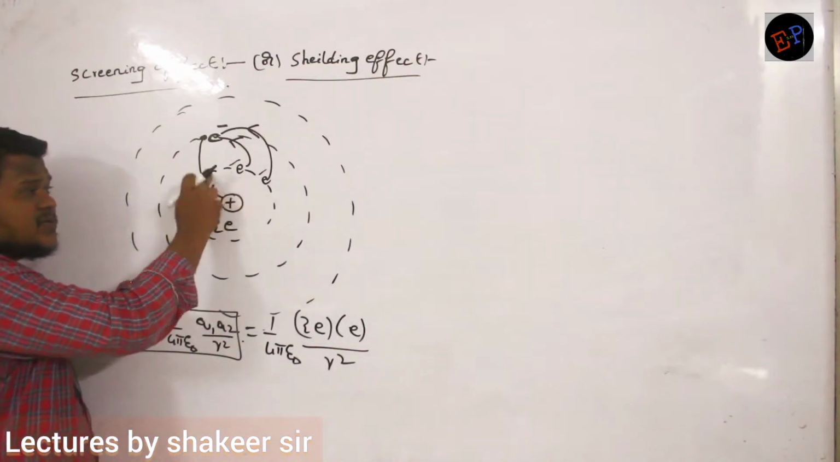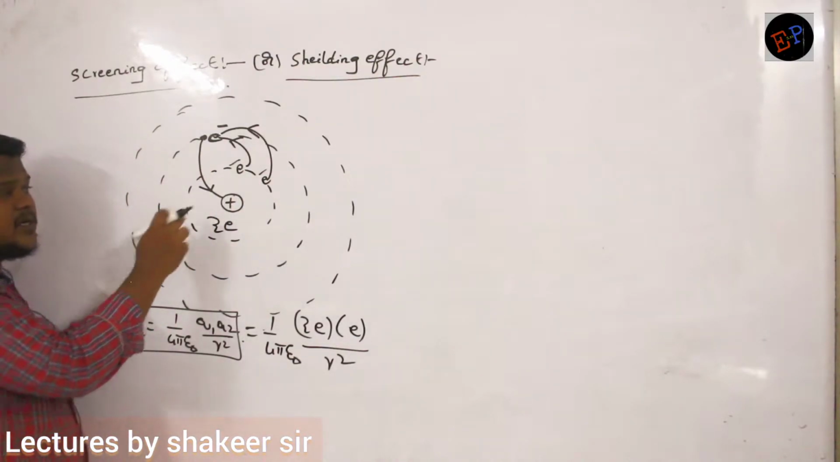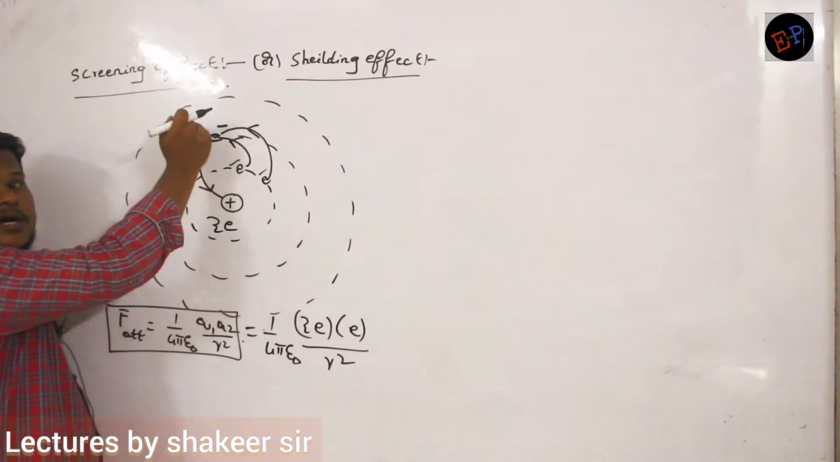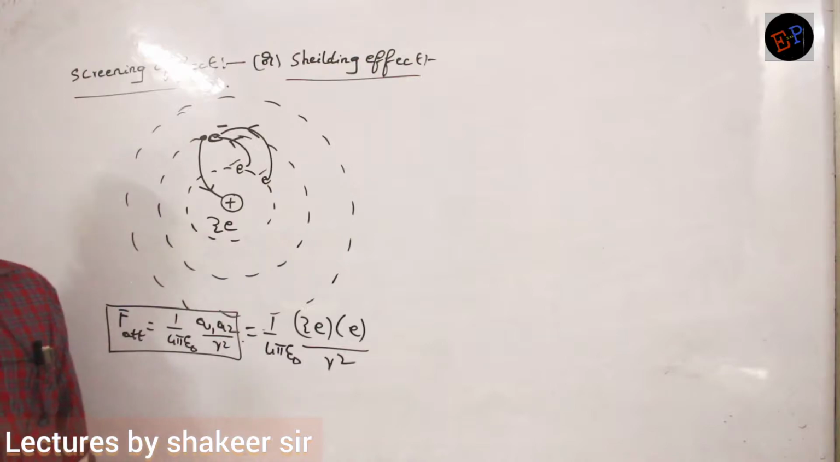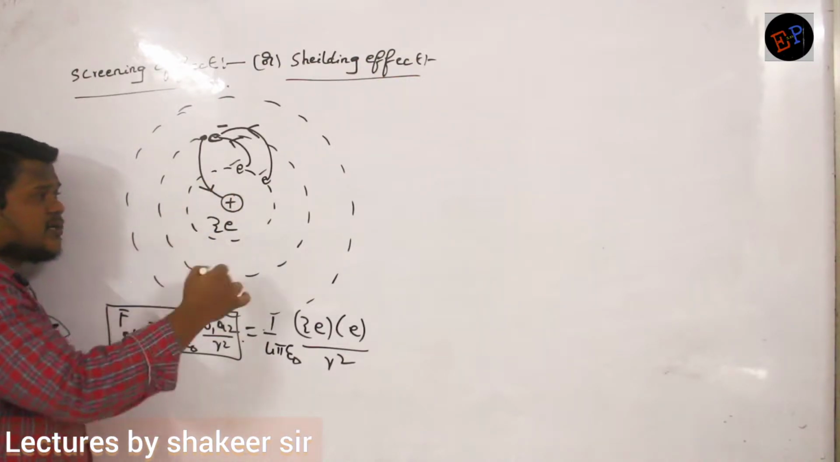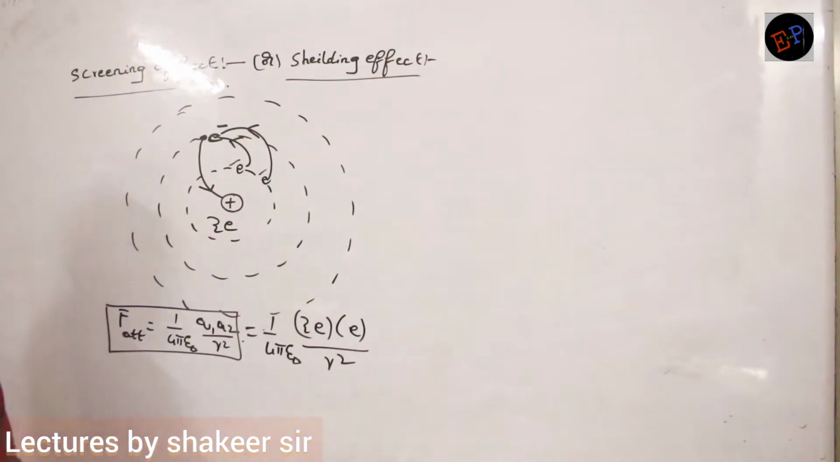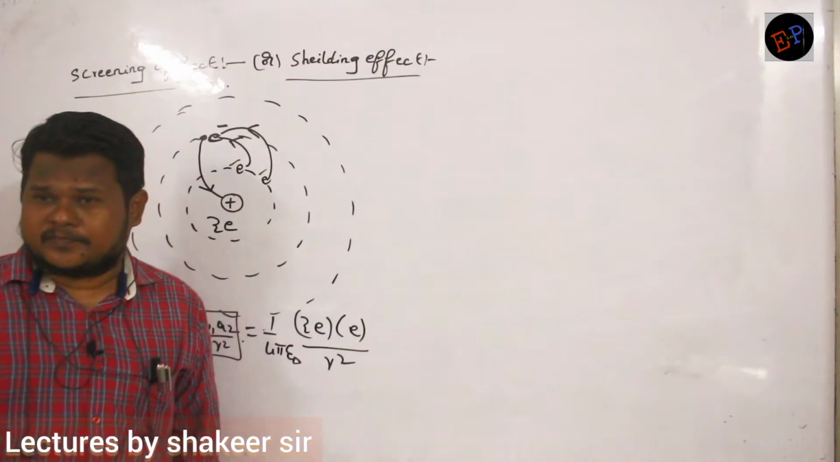Then because of repulsive forces, what should happen? Because of the repulsive forces, this electron tries to move slightly away from the nucleus, because it is a repulsive force. So therefore, what happens to the net force of attraction of the nucleus on this electron? Net force of attraction, will it increase or decrease?